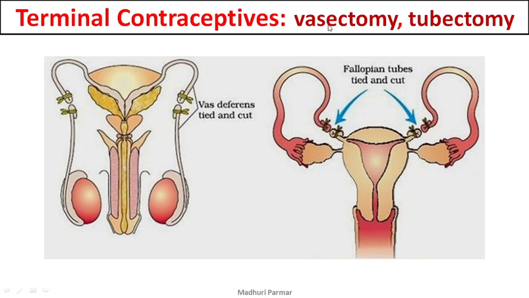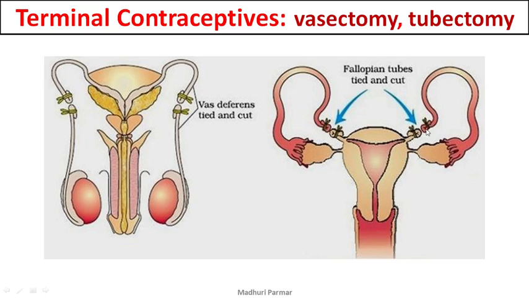Vasectomy, from the name itself, you can understand, vas deferens. So from vas deferens comes the name vasectomy. You can see the vas deferens here. So these vas deferens are cut and the ends are tied separately like this. This is how the sperm will not be able to exit through the vas deferens, and so they will not be able to be ejaculated. So this is a terminal contraceptive method for men, and for women also the same can be done.